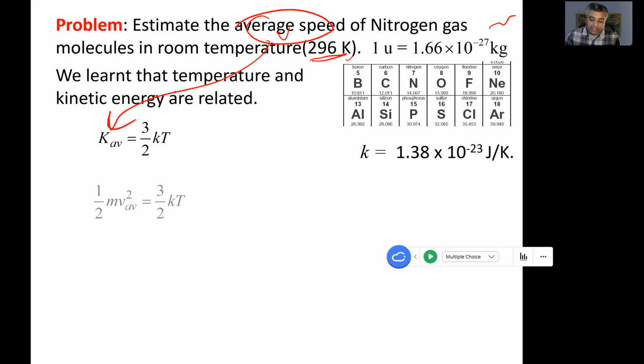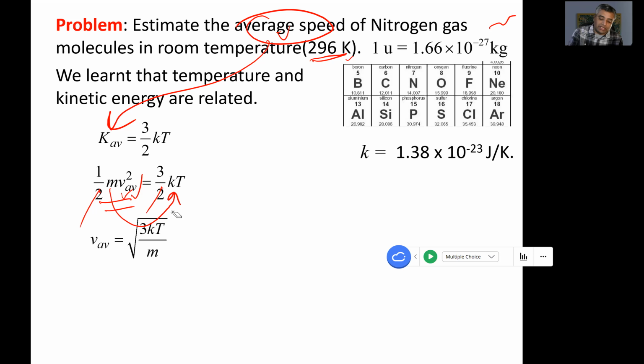Okay, so since it's talking about mass, the speed, and the speed is in the kinetic energy, we need to go back and write it in terms of mass and velocity, right? So now we want speed. So let's solve this one for speed. So this 2 and 2, we can cancel that. And then move this mass on this side and take the square root, okay? And that's what I'm doing here. So that's the average speed.